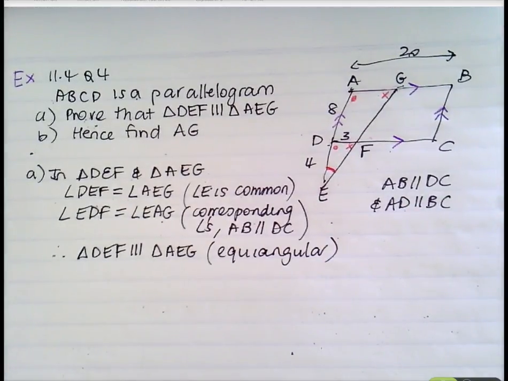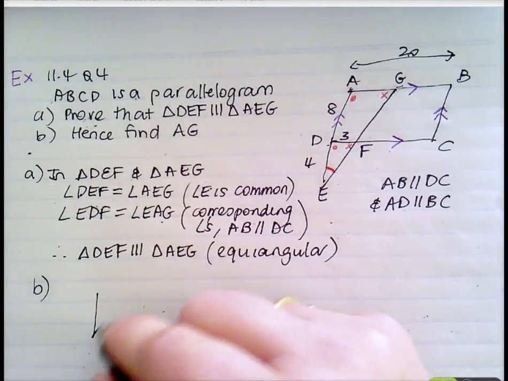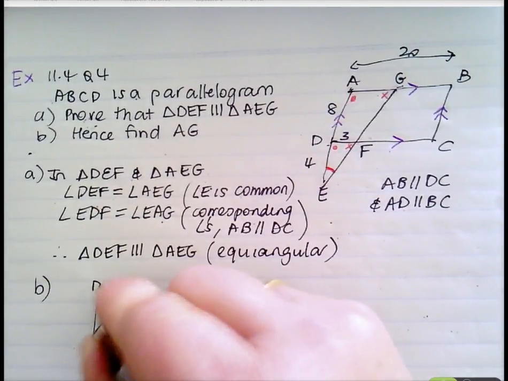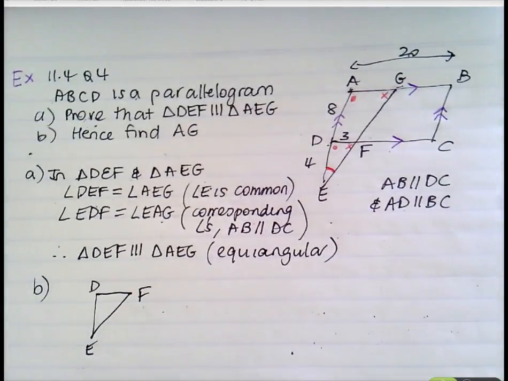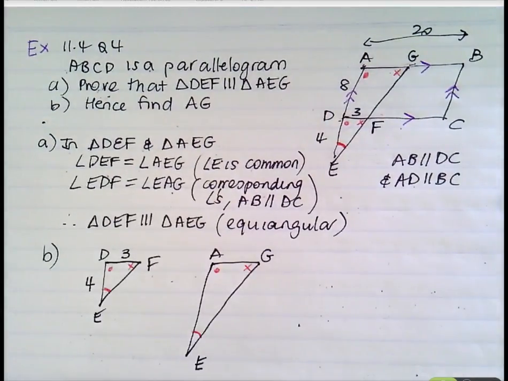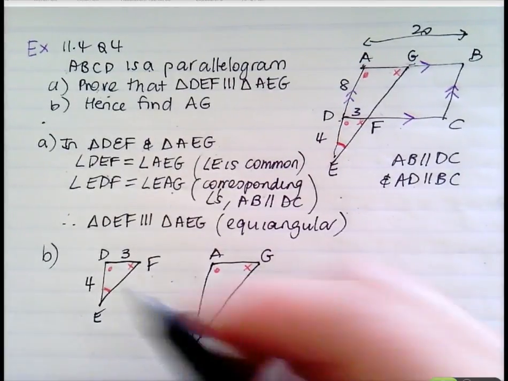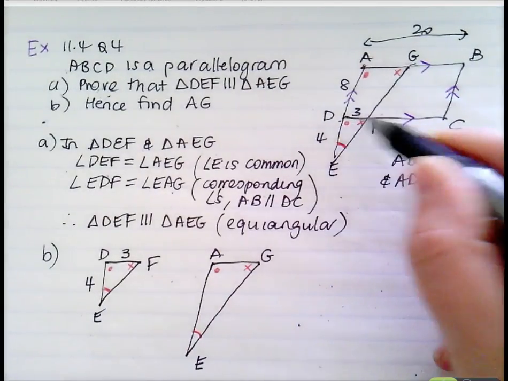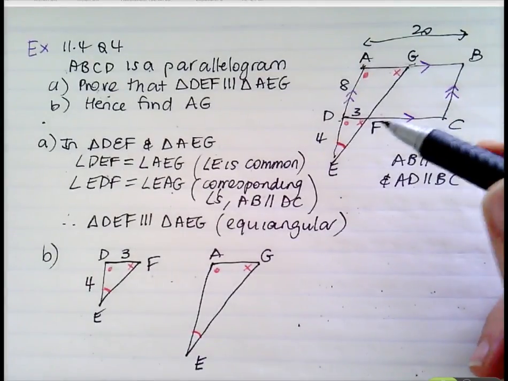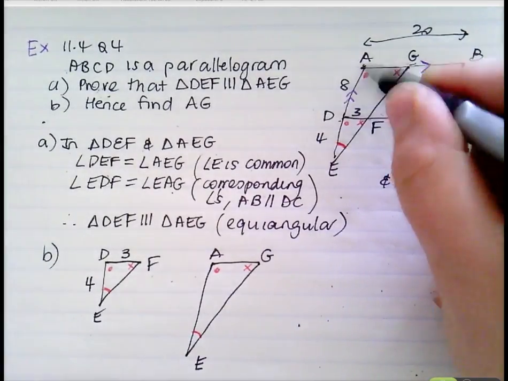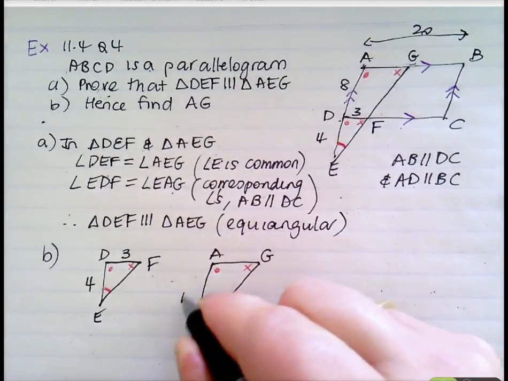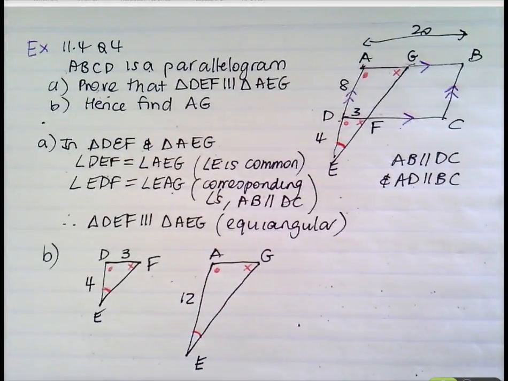Now for part B, you have to find AG. This is where I would draw the triangles separately, with the corresponding angles in their places. We're marking on any side lengths, 4 and 3. What's the length of AE? And AG is the one that we want.